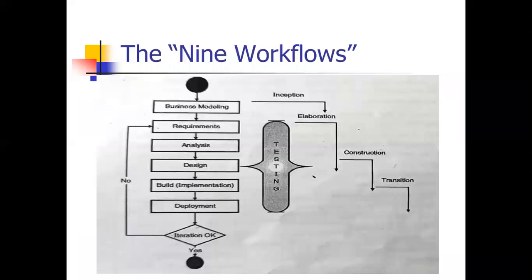Then the next one is the 9 workflows. Here you can see one diagram. The 4 phases of RUP are there. Here you can see business modeling, then requirements, analysis and design. That means this is the elaboration part and this is the inception part. Then implementation means it is the construction phase and deployment means the transition phase. Here you can see this is the RUP.